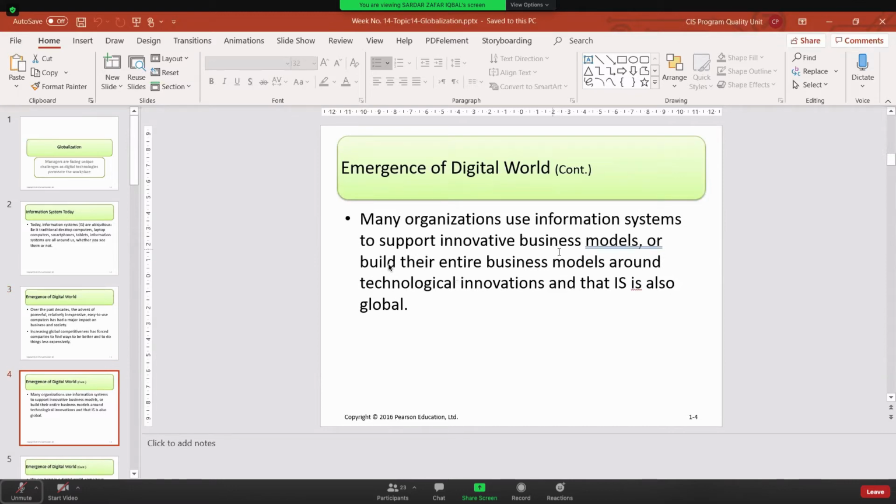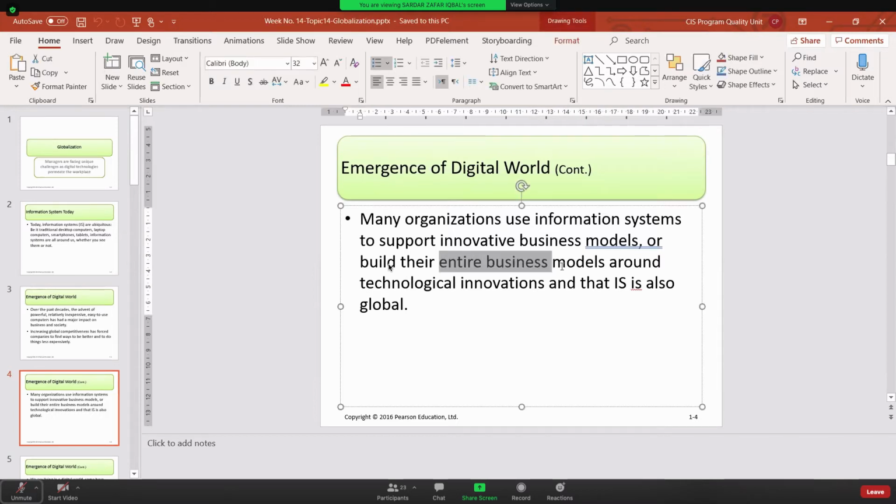So many organizations use information systems to support innovative business models or build their entire business models around technological innovations, and that IS is also global. Do you think now the new business, if you want to open a business, you will focus on the technology?